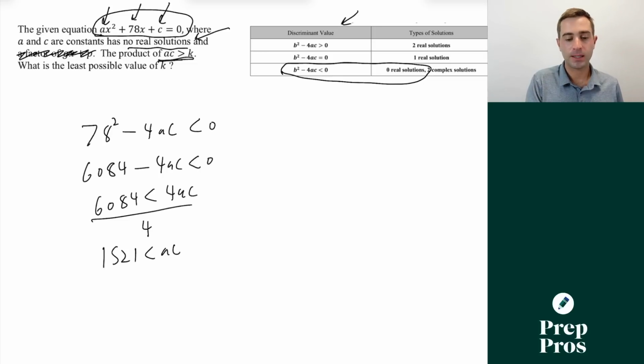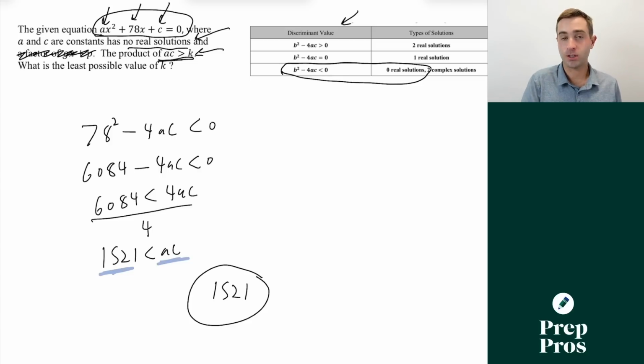Now, as we come back to this, they've added this kind of final wrinkle to just confuse students a little bit. We're told the product of ac is greater than k. What is the least possible value of k? Well, we're told that ac has to be greater than 1,521. So this just tells us that our least possible value of k here is going to be 1,521. That's our final answer.